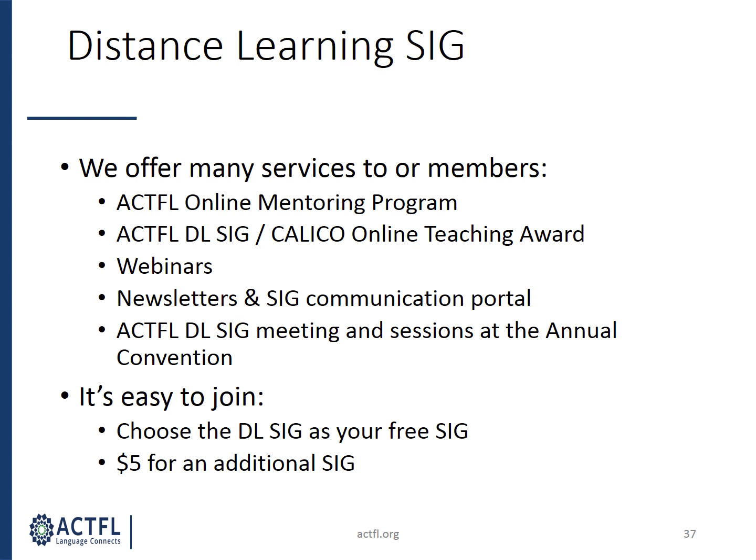Joining the Distance Language SIG is very easy. Anyone can add a SIG to their membership for only $5. As a member, you will have access to all of our webinars, newsletters, and our online community. We also sponsor sessions and a business meeting at the annual ACTFL conference. Members are also eligible to compete for our annual teaching awards. We have a K through 12 and a higher education award, and winners will receive 1-year memberships in both ACTFL and Calico. They will also receive a beautiful plaque, and they will receive an exhibit space in the Technology Showcase at the annual Calico conference.